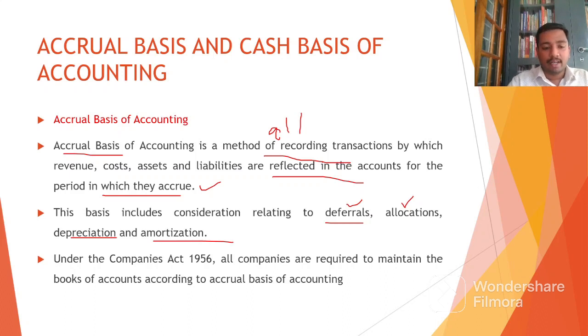As per the Companies Act 2013, earlier 1956, all companies are required to maintain books of account on the accrual basis of accounting. That is the standardized method, the accrual basis. Now it is the Companies Act 2013, and in 2013 also there is no revision. All accounts are to be prepared on the accrual basis.